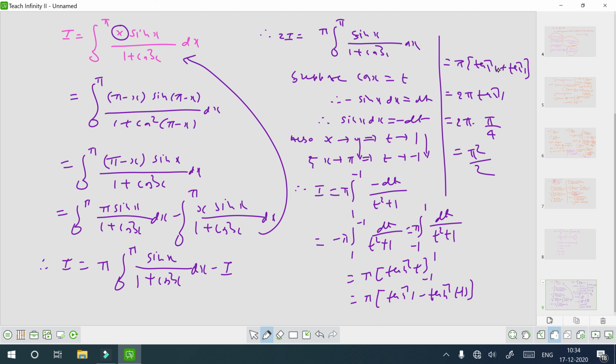That is for 2I. So 2I is equal to pi square by 2. So what is I? I comes out pi square by 4. Very important example. Now see, here in place of this one, they can use x cos x over 1 plus sine square x. They can take any limit here. Clear? Yes. See, next one.